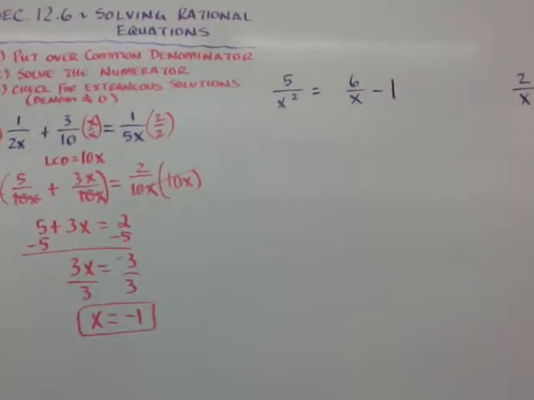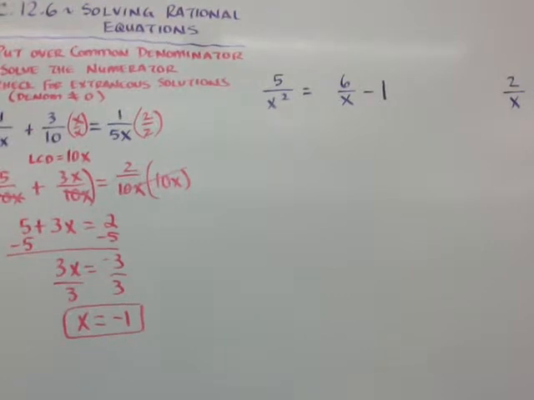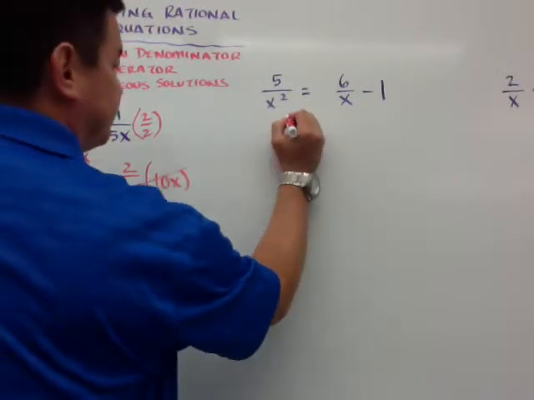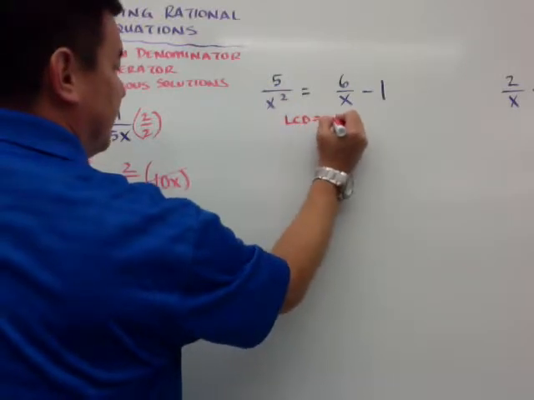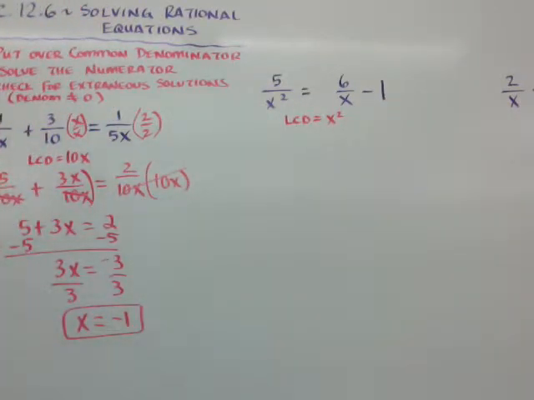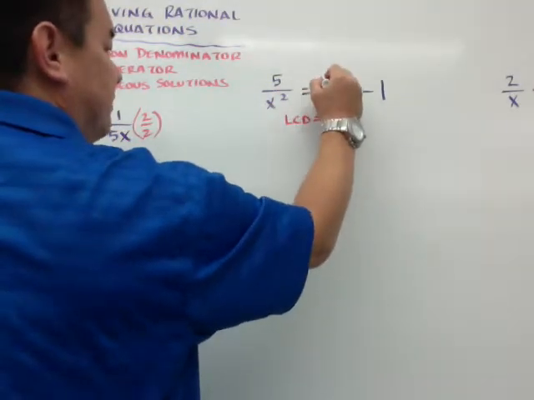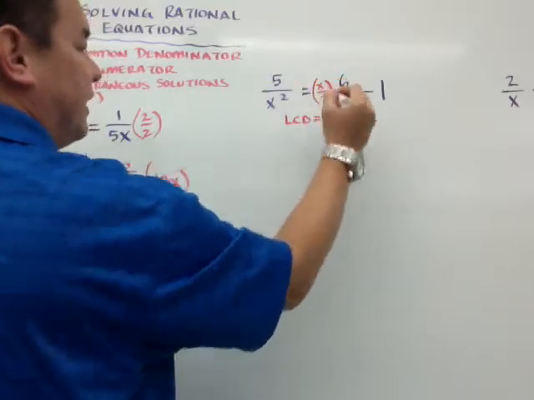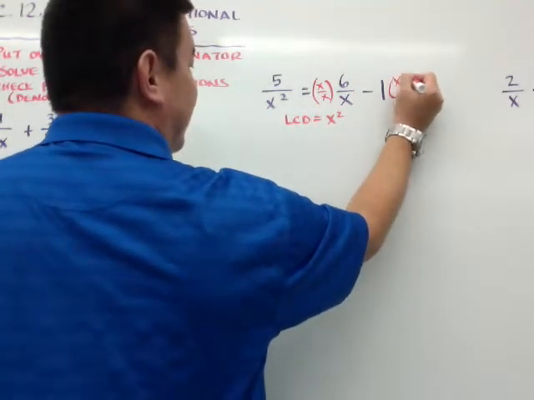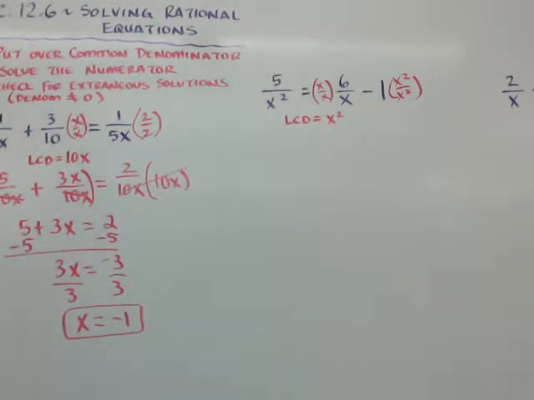Okay, by the way, I'm just going to do 4 example problems and I'll do one hard problem from the homework to help you guys through. So I can see my LCD here is going to be x squared, because I have an x squared, an x, and just a 1. So I don't even need to multiply this one. This one, because I have an x, I need to multiply by x over x. And the negative 1, I need to multiply by x squared over x squared. And now I have an LCD of x squared.